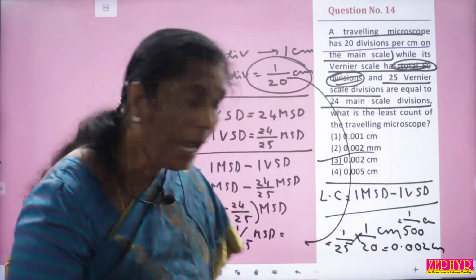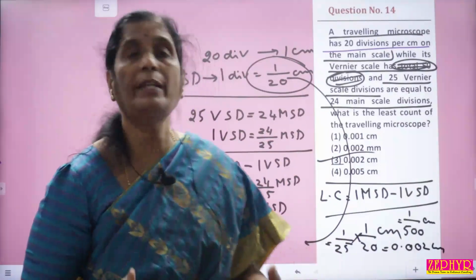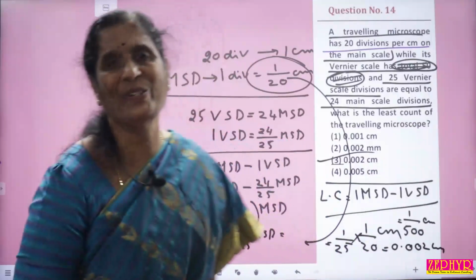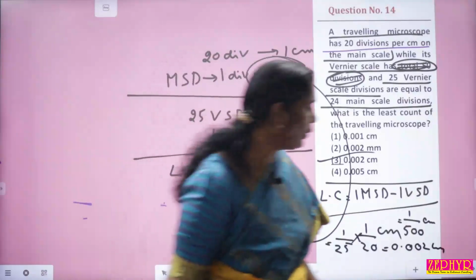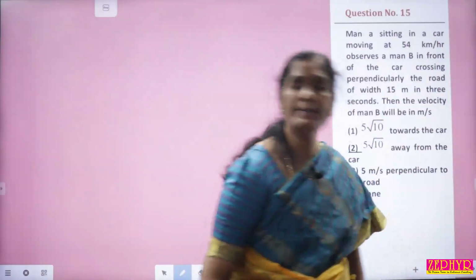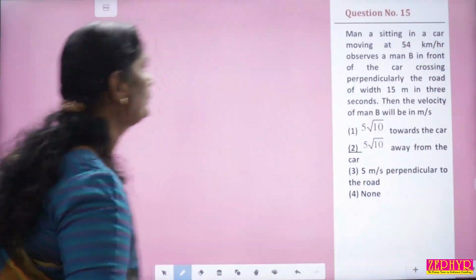After that have an idea about the coincidence value. After that find out the least count like that. Important. So this question they asked in IIT 2022. Recently only they asked this type of questions. Yes.